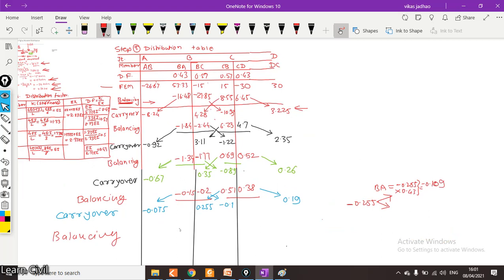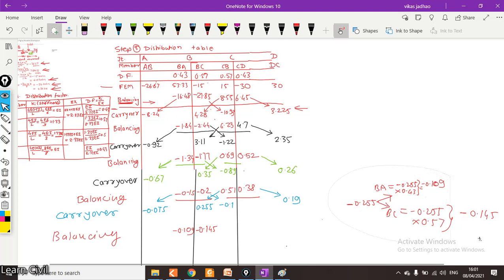So we'll write down here minus 0.109 like this. Similarly, for BC this will be equal to minus 0.255 multiplied by 0.57. So this value will be minus 0.145. So write down here minus 0.145.